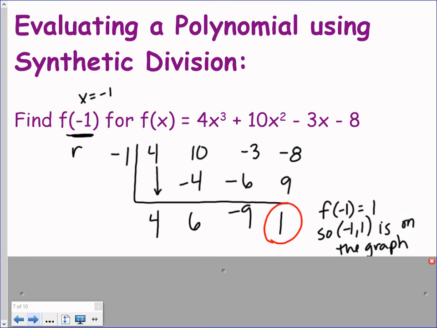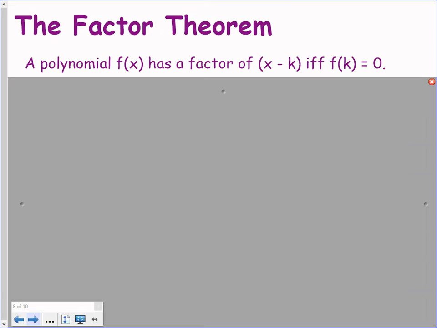If you're on the x-axis, what should your y value be? Your function value. It should be 0. So remember in Algebra 2, we spent a lot of time doing synthetic division looking for zeros. That's going to bring us to our final two theorems.